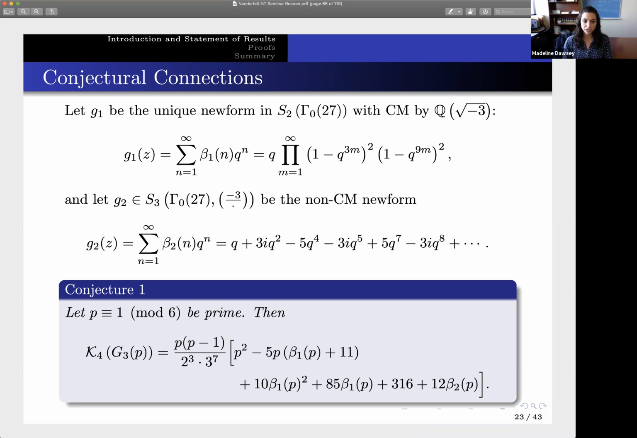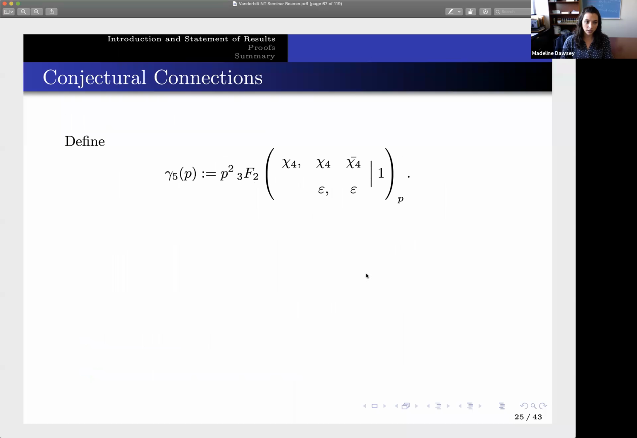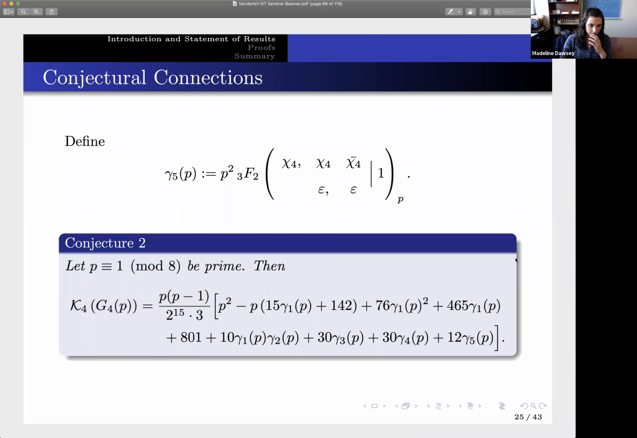And then I'll show one more conjecture, but I'll go through it quickly. So here are 4 more newforms. 2 of them are weight 2, 2 of them are weight 3. Their coefficients are gamma 1 through gamma 4. We also want gamma 5 to be this 3F2. And so here's another conjecture. If P is a prime that's 1 mod 8, then we think that K4 of G4 of P can be written in terms of all of these, the Fourier coefficients of those 4 newforms, and then this 3F2.